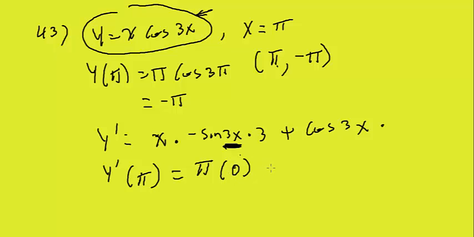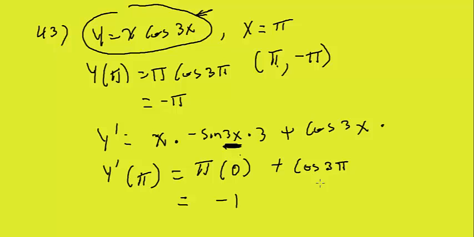As soon as that's 0, this whole thing is 0. Plus cosine of 3 pi. Oh, Devin, what's cosine 3 pi? Don't you turn around there. Okay, then tell me. Thank you. Okay, this turns into -1. Okay, so slope is -1.